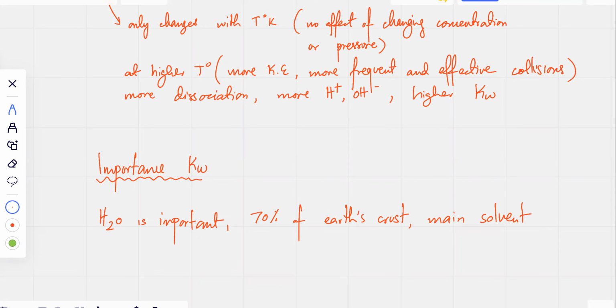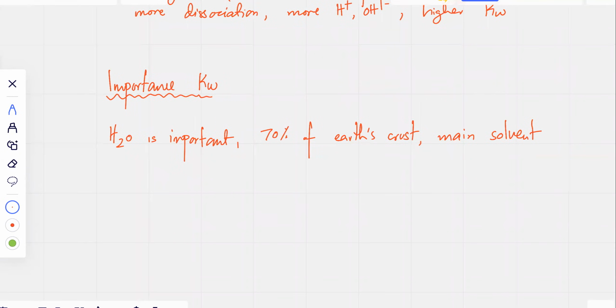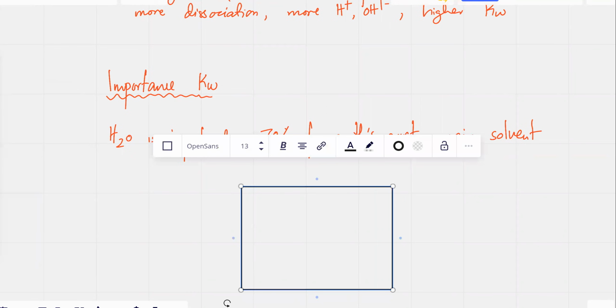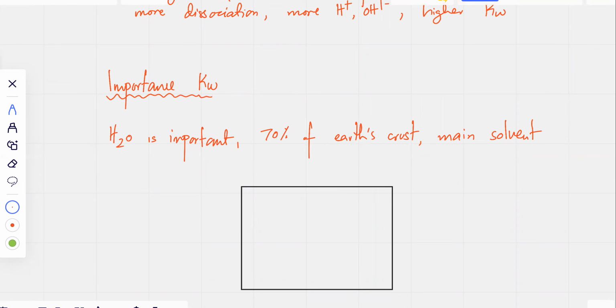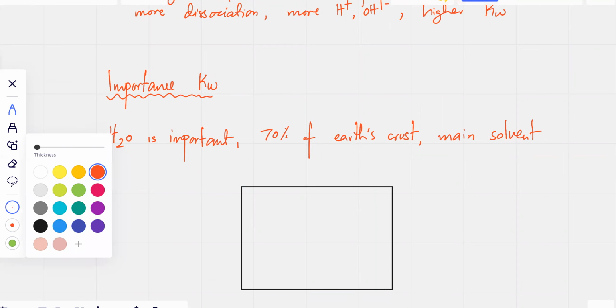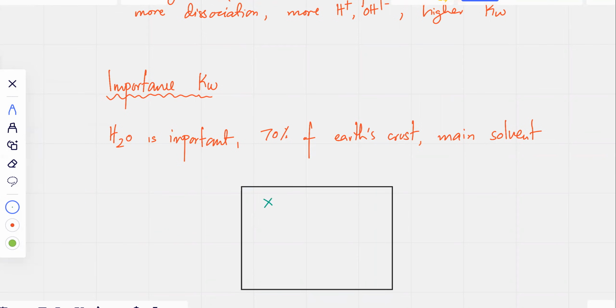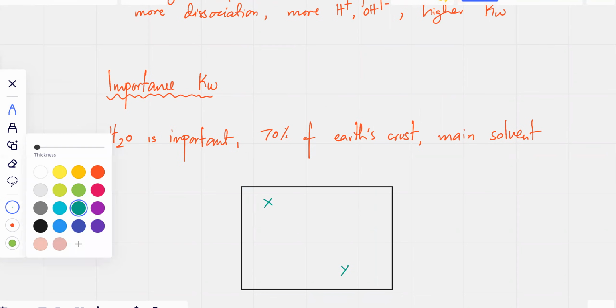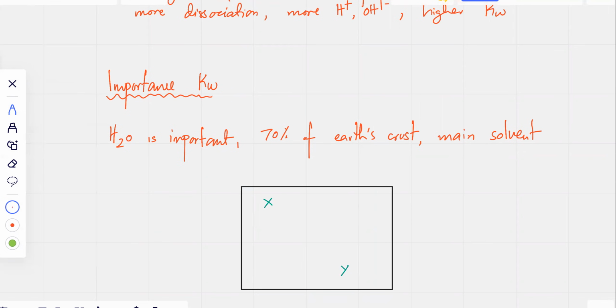Water is everywhere. Whenever two things react with each other, like in an organism where two molecules are trying to react with each other, let's say there's X and there is Y. The two molecules would react, but they would be surrounded by water molecules. They would most likely be dissolved in water. So there's going to be a lot of water molecules surrounding them.